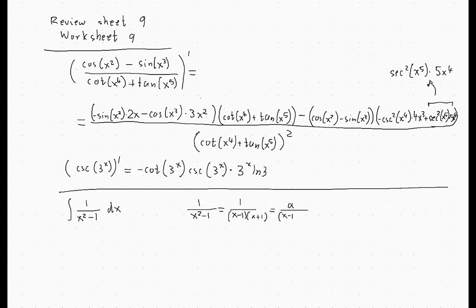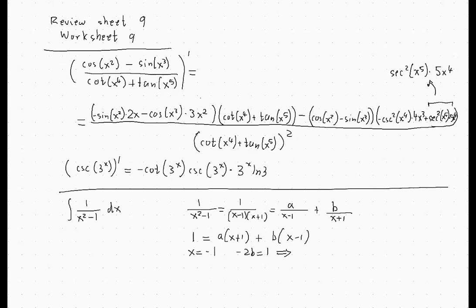And multiply both sides by the denominator. That will give you 1 is equal to, when you multiply x squared minus 1 by a over x minus 1, you will get a times x plus 1. There will be a cancellation, and then b times x minus 1. If you set x to be equal to -1, then you will get -2b is equal to 1, which implies that b is equal to -1/2.